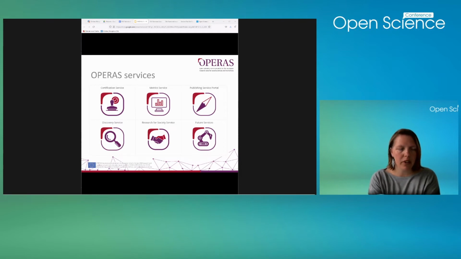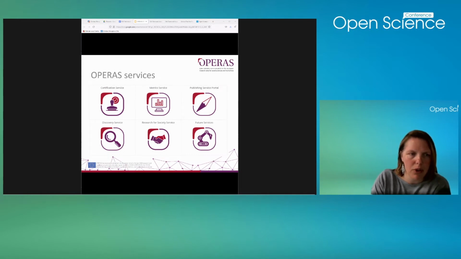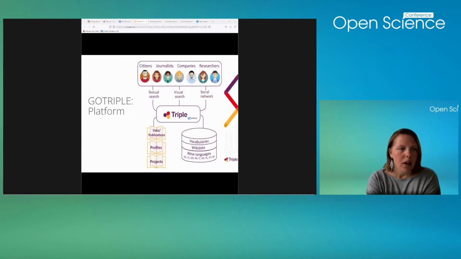The two other services, the discovery service, I will present in a minute, a bit more in detail, as it can be a very powerful tool to answer some challenges for open access publishers. And the research for society service is a bit aside, as it's more a service to help design a collaborative platform between SSH researchers and socio-economic actors. Actually, it's much more a citizen science service than the others, which are more focused on the publishers. So the GOTriple Platform is the discovery service of OPRAS.